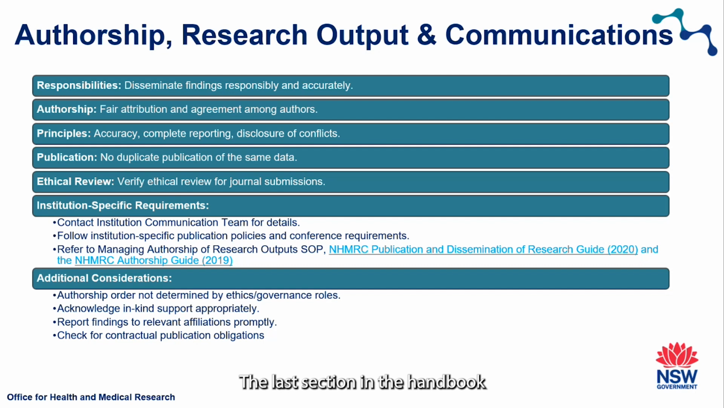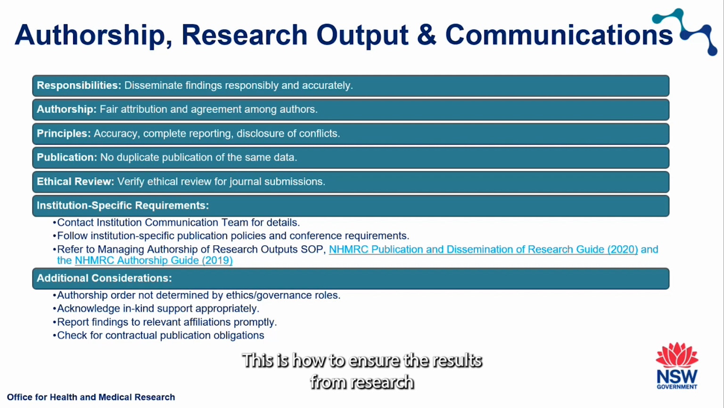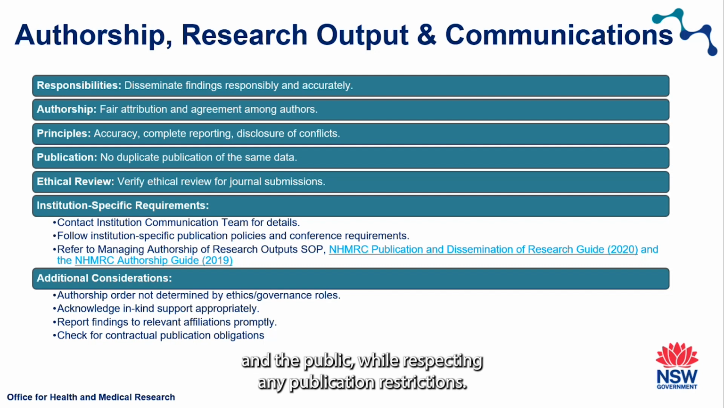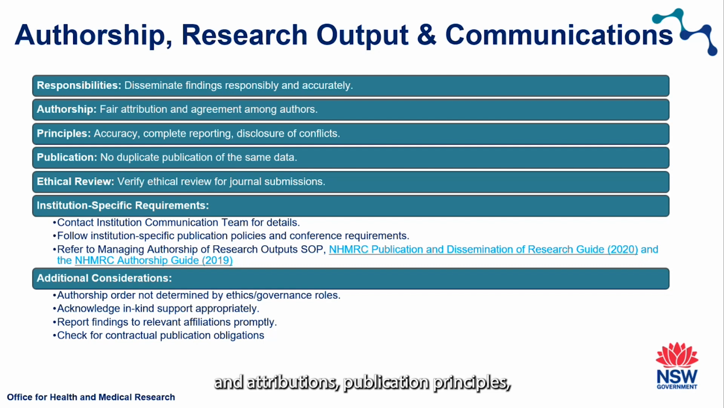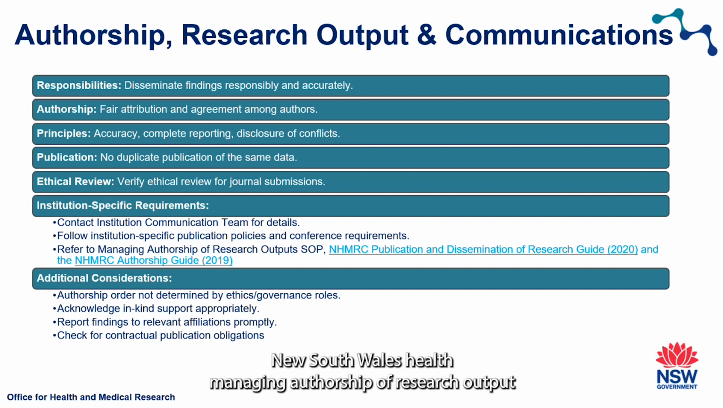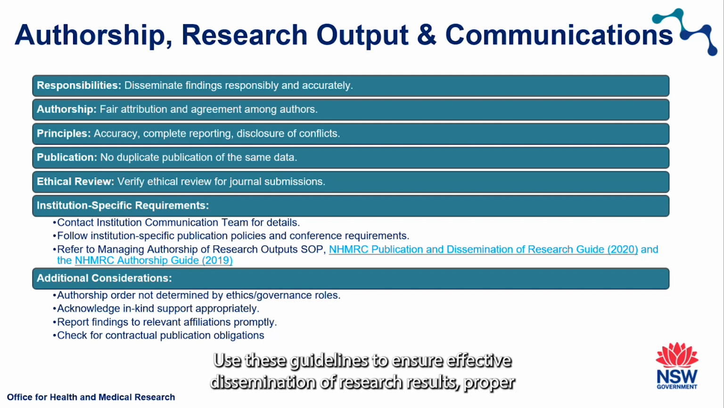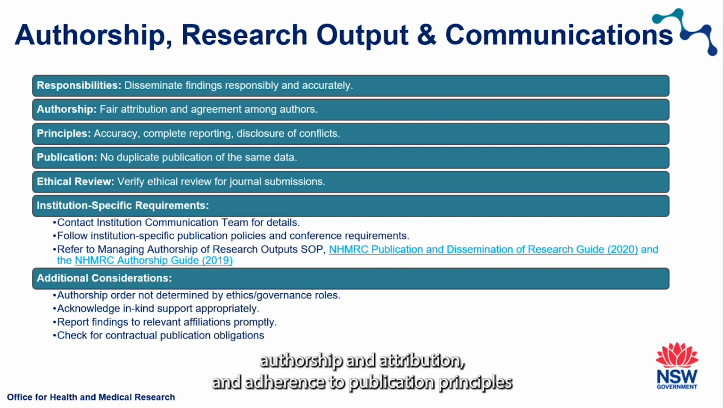The last section in the handbook is on authorship, research output, and communications. This is how to ensure the results from research are shared effectively with both the research community and the public while respecting any publication restrictions, and what the responsibilities are, authorships and attributions, publication principles, ethical review, institutional requirements. New South Wales Health managing authorship of research output SOPs and related NHMRC guidelines provide further details. Use these guidelines to ensure effective dissemination of research results, proper authorship and attribution, and adherence to publication principles and ethical reviews.